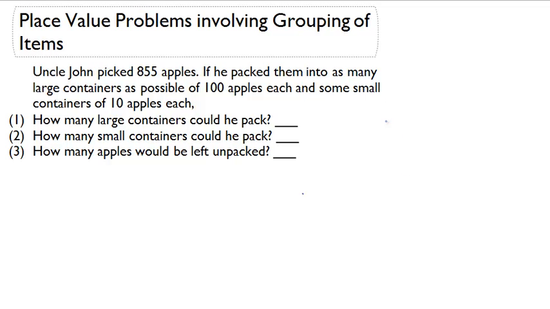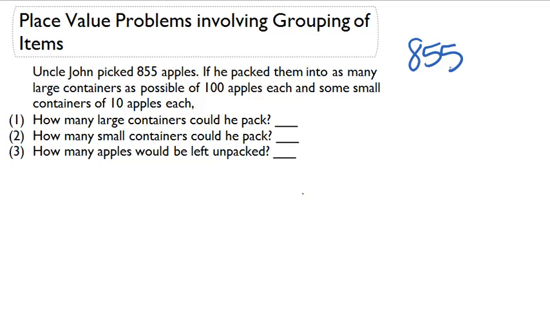Place value problems involving grouping of items. So we have Uncle John here. We know that he picked 855 apples. If he packed them into as many large containers as possible of 100 apples each, and some small containers of 10 apples each, we want to know how many large containers could he pack? How many small containers could he pack? How many apples would be left unpacked?